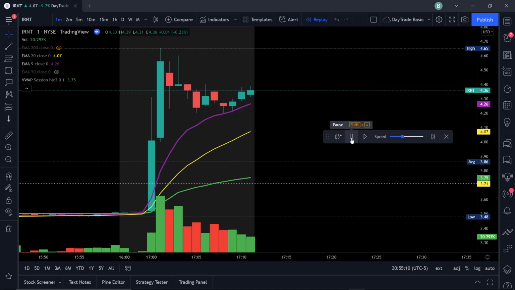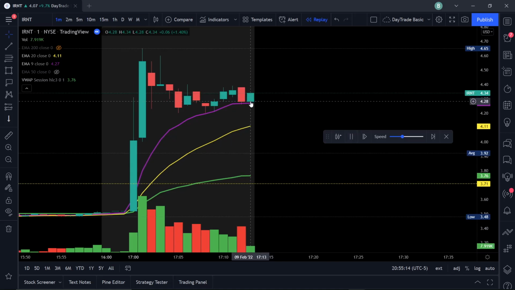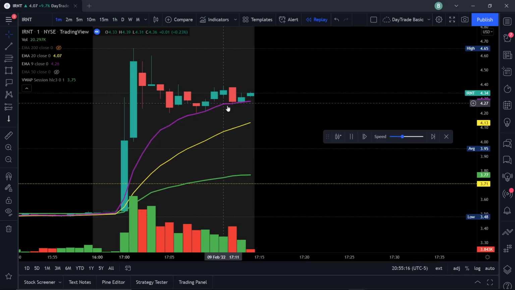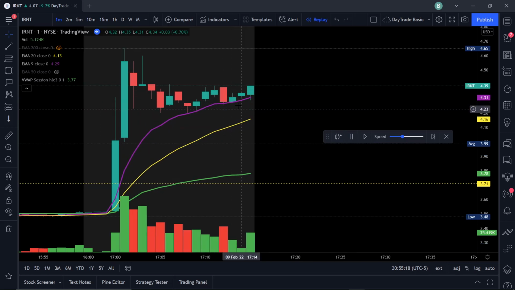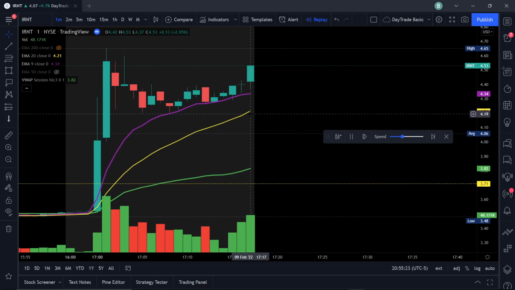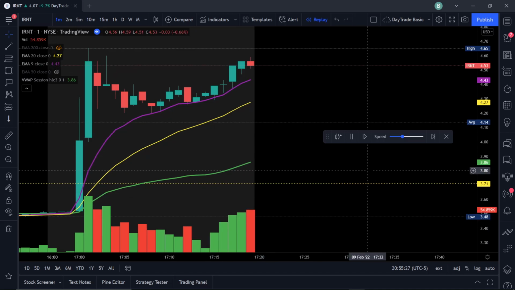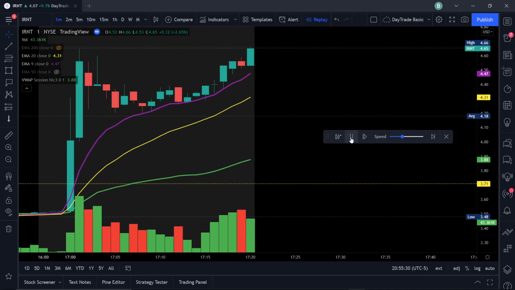So I'll hit play again here. We'll see how this trade plays out. We can see again, we're looking for, if we saw a candle close below the 9 EMA, that would give us room for concern. And if it then tested this 20 EMA, that's where we'd really be worried about our trade. That's where I'd possibly be scaling out for a stop loss.